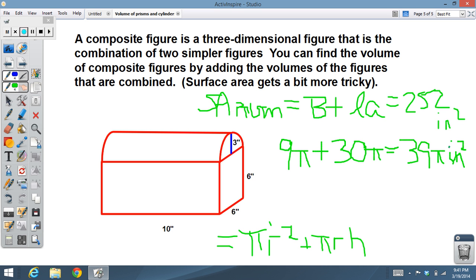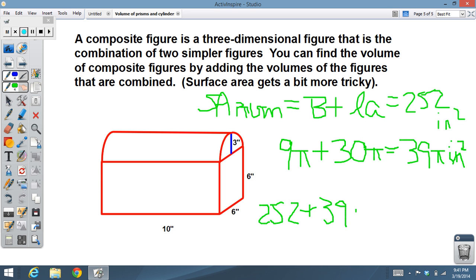All right, so we end up with a final surface area for this composite figure of 252 plus 39 pi inches squared, or 252 plus parentheses 39 pi end parentheses, about 374.5 square inches.